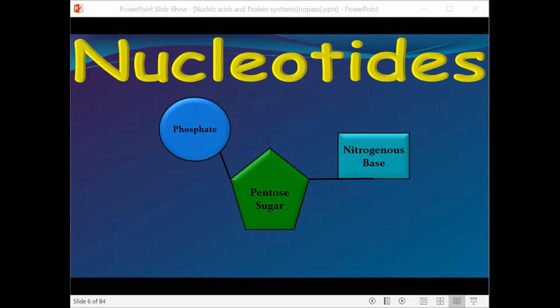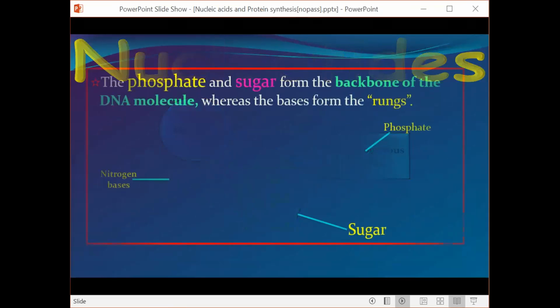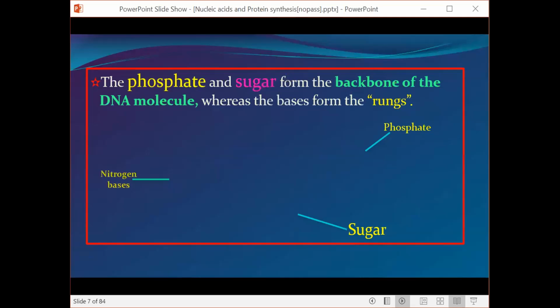Next part. What is happening? The phosphate and sugar form the backbone of the rung. Now we'll see what a rung is, what a step is. The point is that these form the backbone.